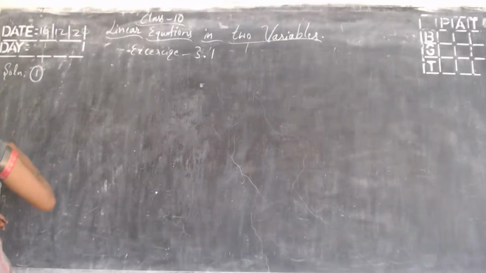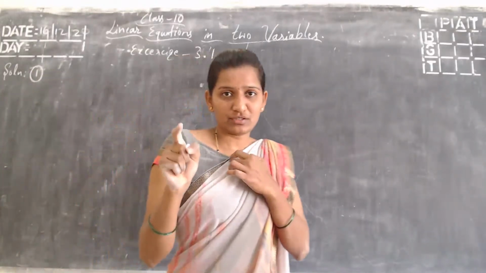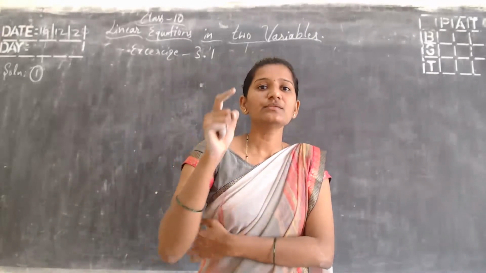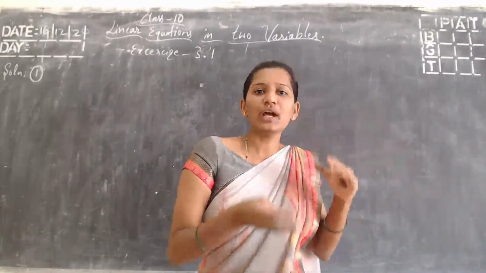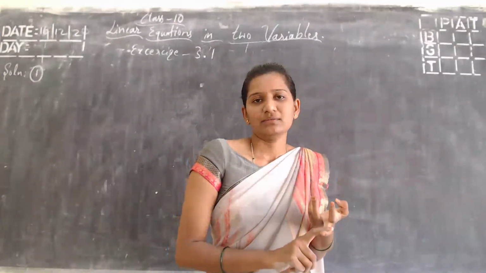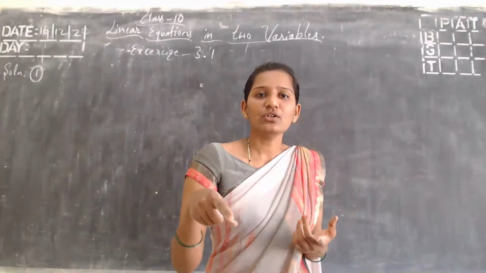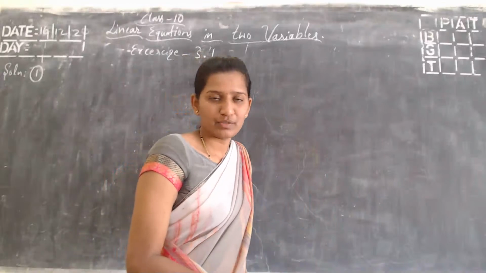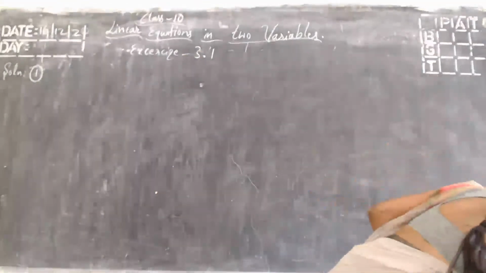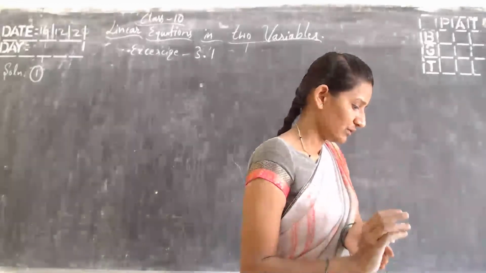First question. Yesterday I said that when it is in ages, meaning ago, if it comes 6 years ago or 7 years ago, we have to take minus. If it comes from now, meaning later, then you have to take plus. Yesterday, if you want, you can check the previous video. In today's class, exercise 3.1, take the first question.